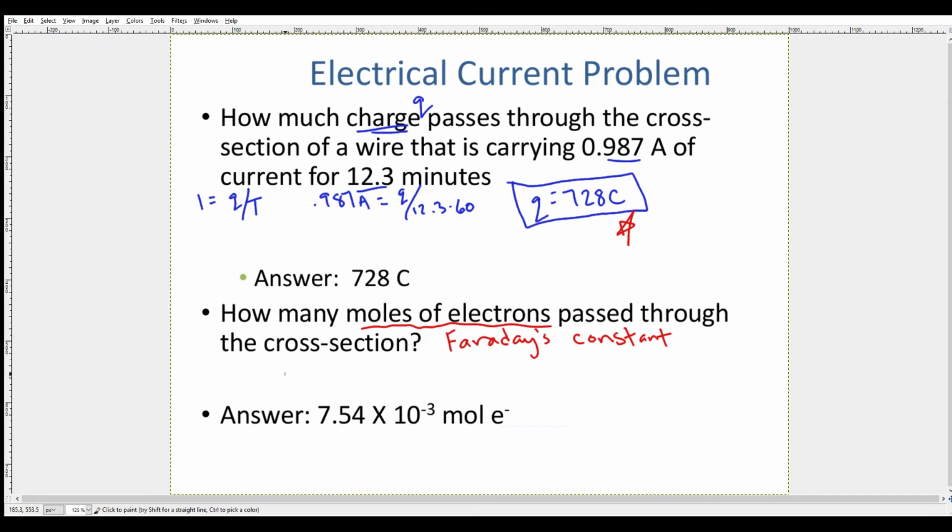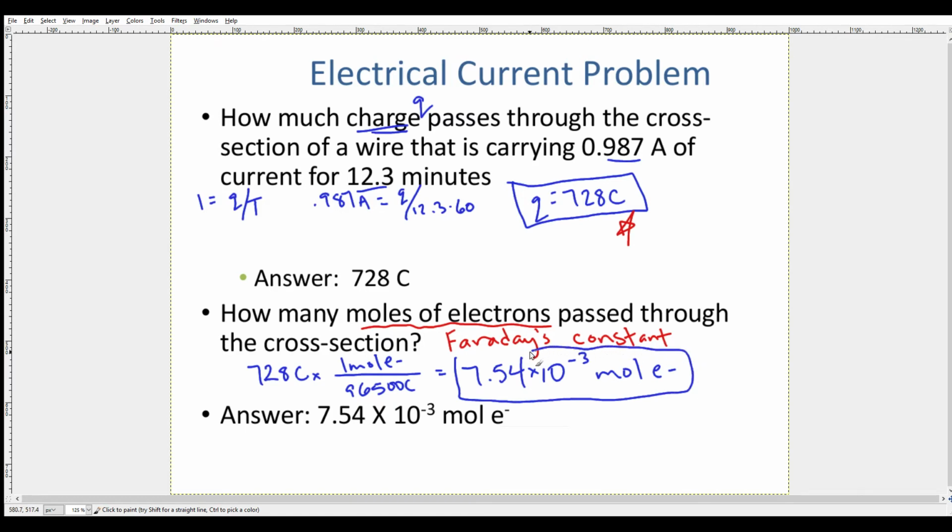All right, welcome back. Let's see how you did. 728 coulombs. And I know 1 mole of electrons can be found for every 96,500 coulombs, which should give you the answer which was provided, 7.54 times 10 to the negative third, still 3 sig figs. Moles of electrons. If you just wrote the number and you didn't write moles of electrons, I'm sorry to tell you this, but you didn't get full credit. You need those units.